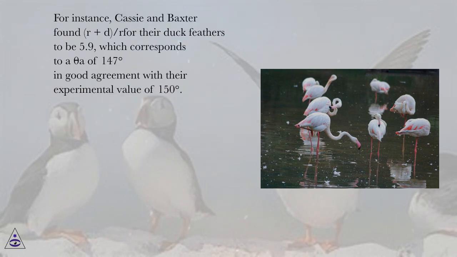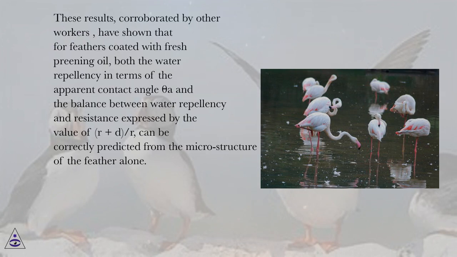For instance, Cassie and Baxter found (R + D)/R for their duck feathers to be 5.9, which corresponds to a theta_A of 147 degrees, in good agreement with their experimental value of 150 degrees. These results, corroborated by other workers, have shown that for feathers coated with fresh preening oil, both the water repellency, in terms of the apparent contact angle theta_A, and the balance between water repellency and resistance, expressed by the value of (R + D)/R, can be correctly predicted from the microstructure of the feather alone.